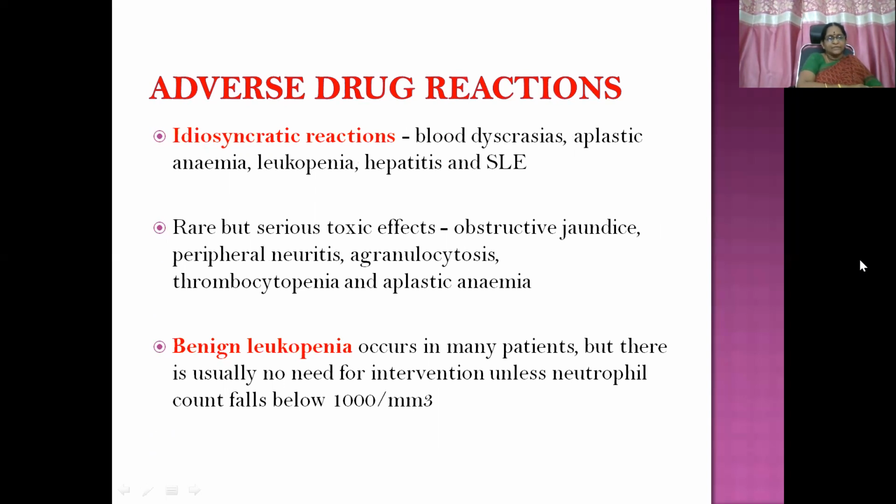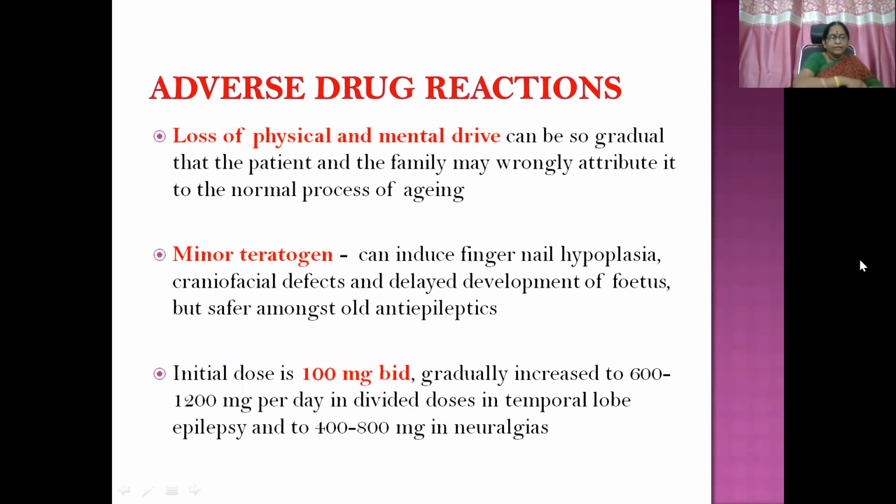Rare but toxic effects: obstructive jaundice, peripheral neuritis, and then other blood dyscrasias, and benign leukopenia. This is more specific for this carbamazepine molecule. Then loss of physical and mental drive can be so gradual that the patient and family may wrongly attribute it to the normal process of aging. Maybe because the patient is becoming older, they may think that this is the cause of the loss of physical and mental drive, but this molecule itself produces those manifestations.